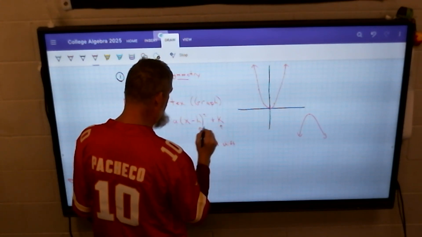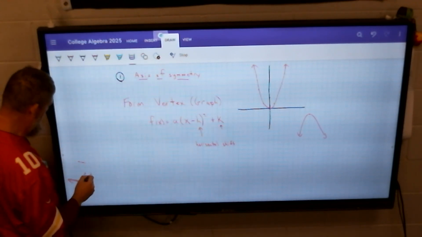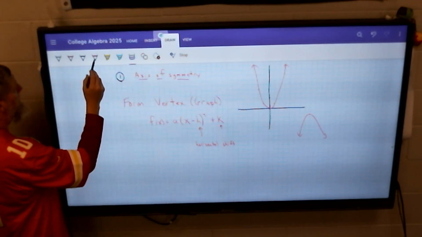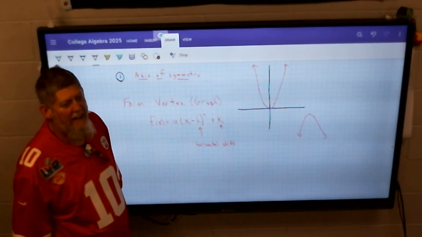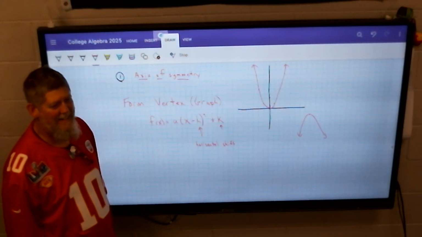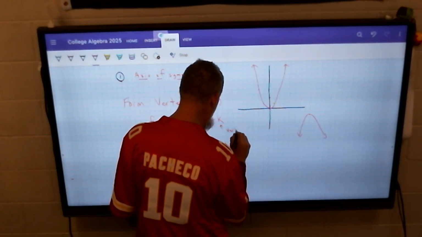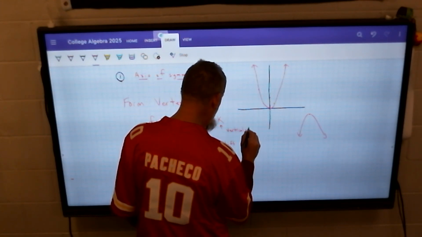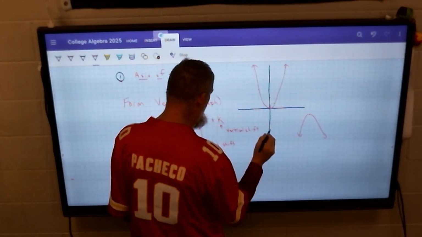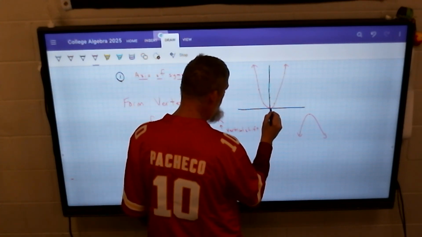So what is the k then? Vertical shift. That's the words I was looking for. Vertical shift. So we always start at 0, 0.